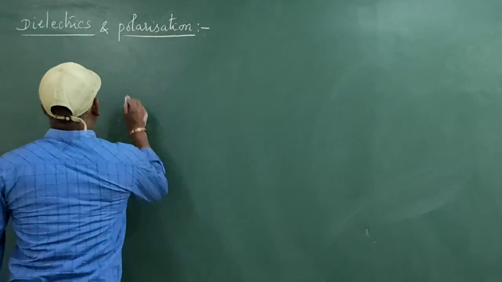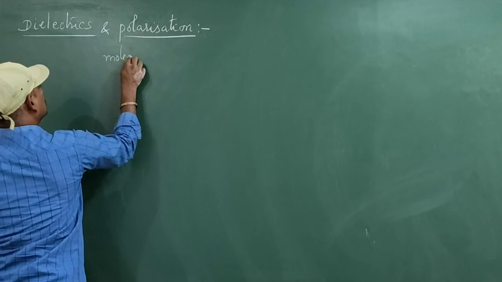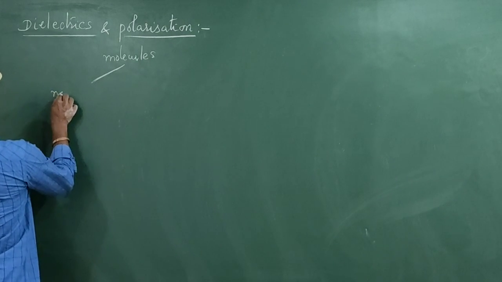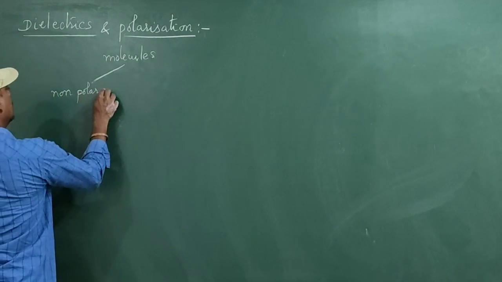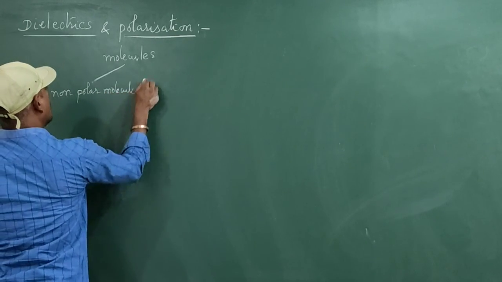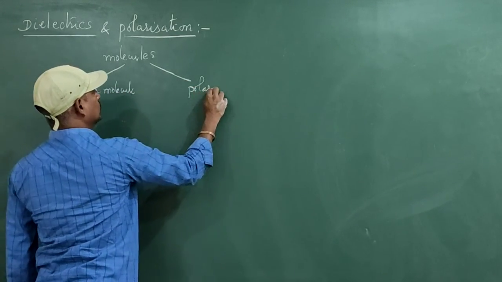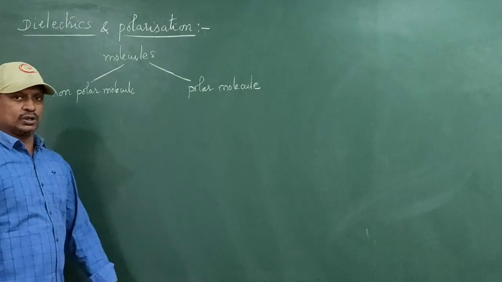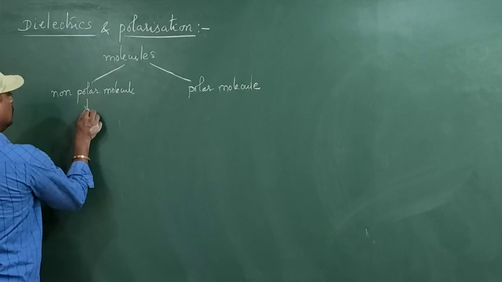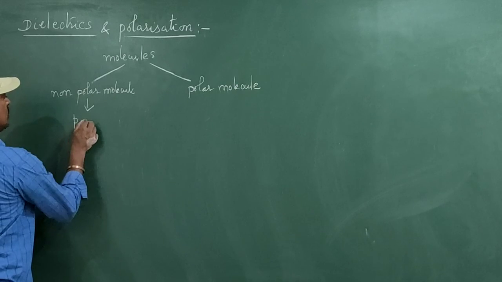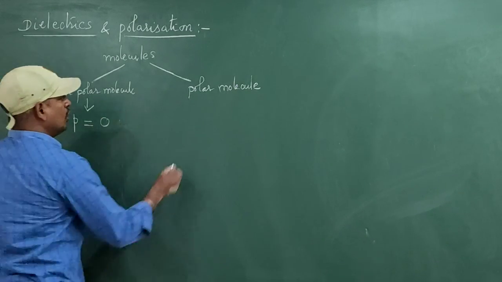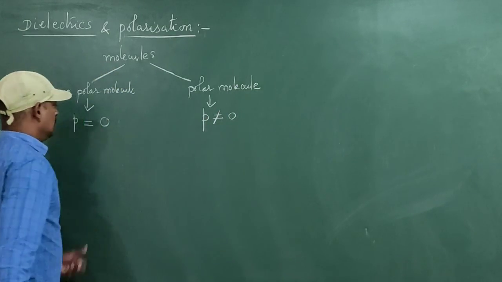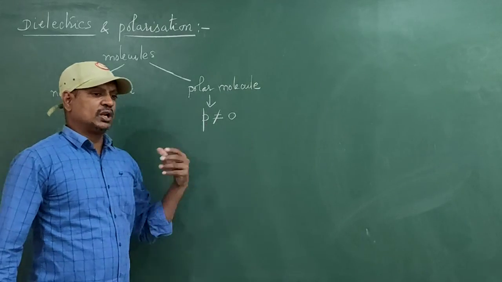Right. So I can say molecules can be divided into two types. The first one, non-polar molecule. The other one, polar molecule. What is a non-polar molecule? A non-polar molecule means the dipole moment of the molecule is how much? Zero. What is a polar molecule? The dipole moment is not zero. That means there is a dipole moment.